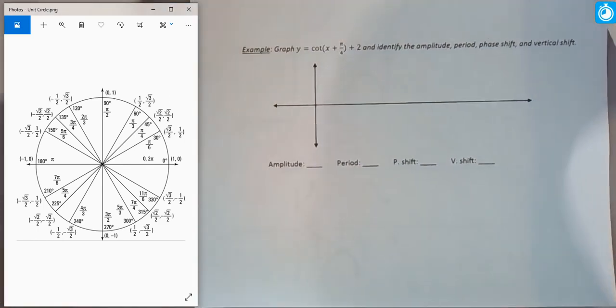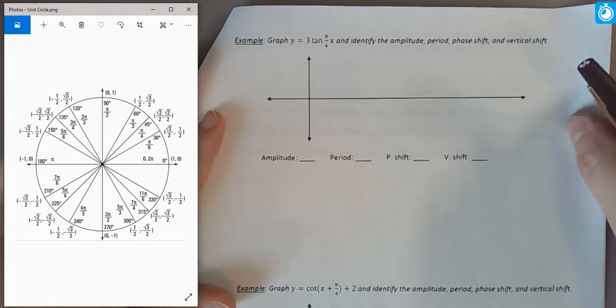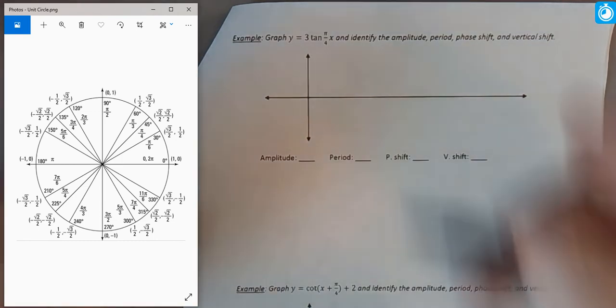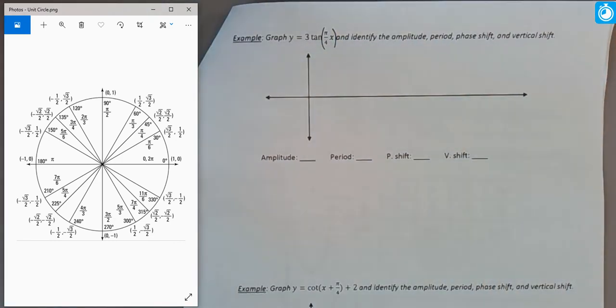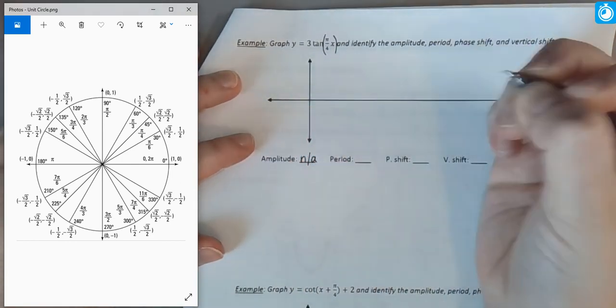So let's do a couple of transformations for these. Okay, so we want to graph y is equal to 3 times the tangent of (pi over 4 x), and again identify its amplitude, its period, and then a phase shift or vertical shift as well. So let's start with the amplitude. Do we have an amplitude? Well, remember, tangent increases and decreases without bound. It has no amplitude. So there is no amplitude here.